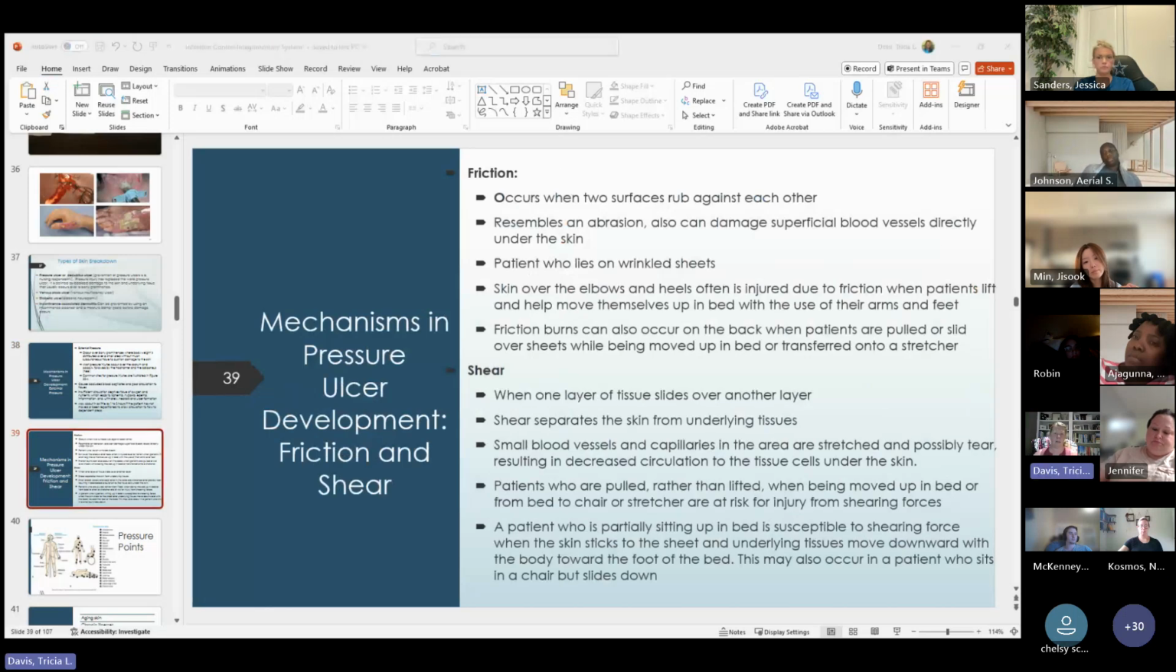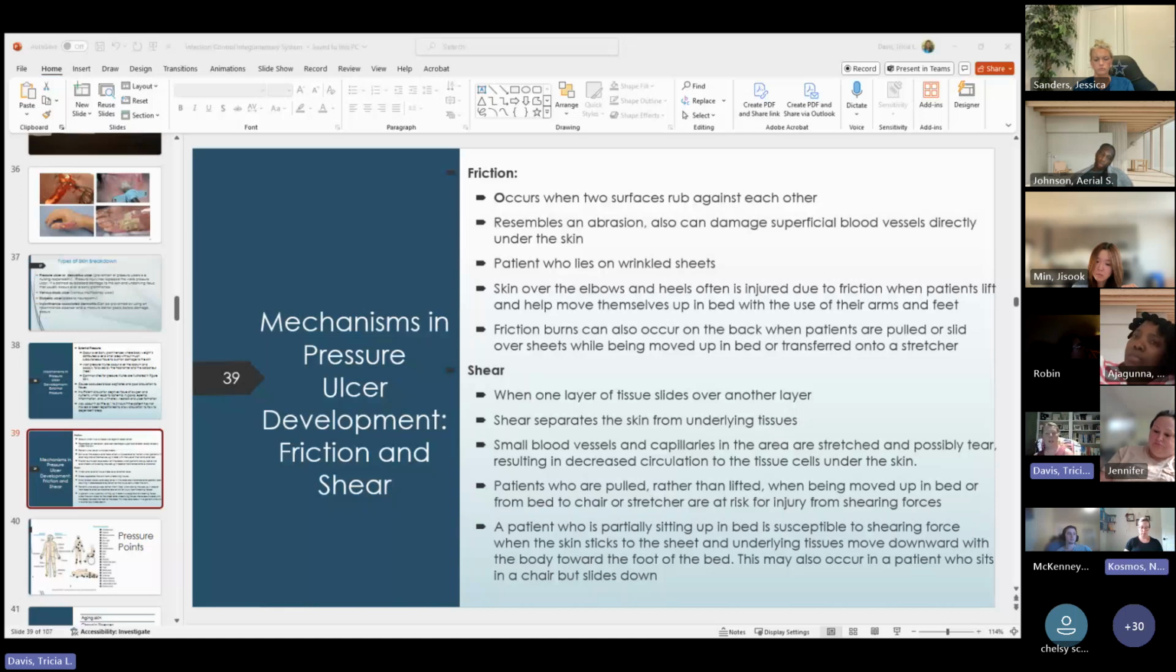All right, so we talked a little bit about friction earlier. Friction can definitely cause the development of a pressure ulcer. This occurs when we have two surfaces that rub against each other. So the patient's skin on the bed, the patient's skin against the lift sheet, the patient's skin against the chair, a variety of different things. These wounds do resemble some type of abrasion, but it can also damage those superficial blood vessels we have under the skin. So we're always worried about patients that lie on wrinkled sheets. This can cause friction.